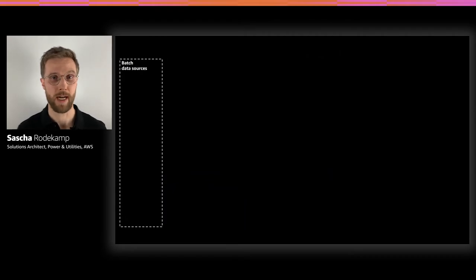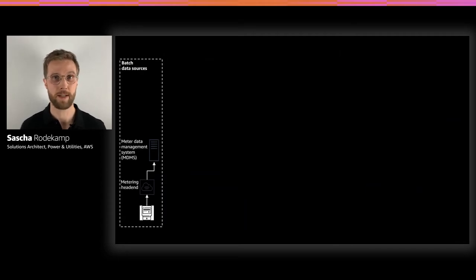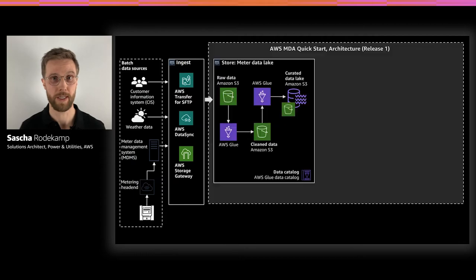And now it's time to talk about architecture, and let's start with a 50,000 feet view from above. As I've already mentioned, we are taking the meter reads from the MDMs, but we're also pulling in the weather information and the customer information. Due to the nature of the MDMs, they traditionally talk via FTP. We are using AWS Transfer for FTP to bring the meter reads from the MDM to the data lake, but you can also use AWS DataSync or AWS Storage Gateway. The data lake itself consists of several S3 buckets, and we're using AWS Glue, our serverless ETL engine, to transform the data between the stages.